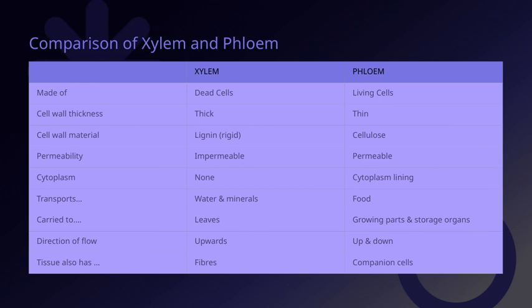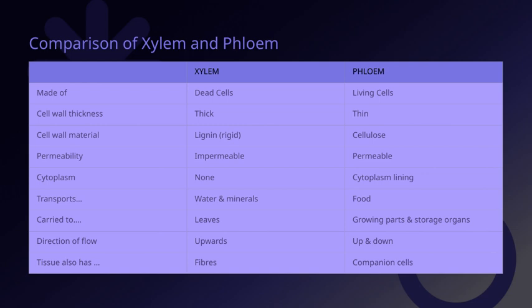In terms of what they transport, xylem carries water and minerals from the roots to the leaves, essential for photosynthesis and plant health. Phloem transports food, mainly sugars, from the leaves to growing parts and storage organs. Regarding the direction of flow, xylem moves water upwards, driven by processes like transpiration, while phloem can move food both up and down as needed, depending on the plant's requirements.